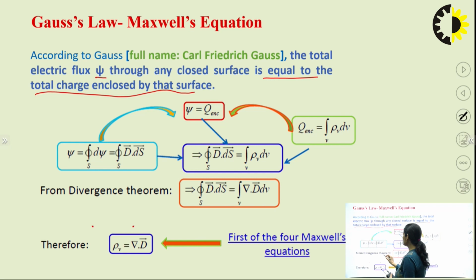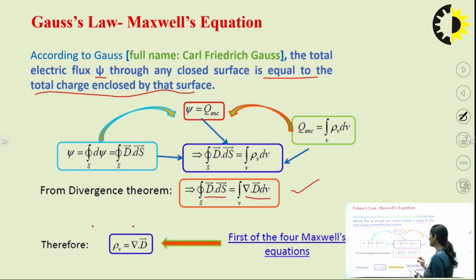Now from the divergence theorem, as we have already done in the previous video lectures, the closed integration of D dot ds is equal to the integration of del dot D dv. So this is equal to this one, and putting in the value of D dot ds from this equation, you will get finally del dot D is equal to rho v. So this is the final term. This is the first of the four Maxwell equations. So rho v is equal to del dot D. This is the Gauss law.